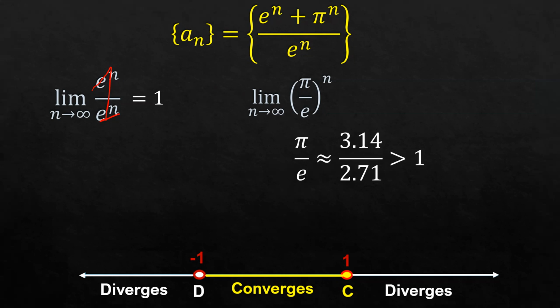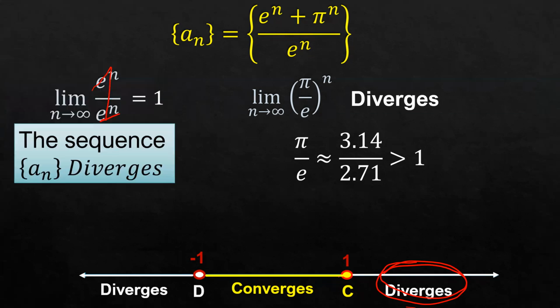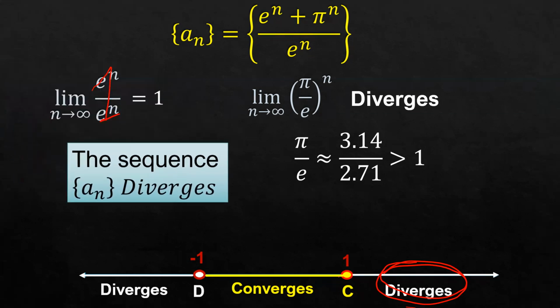Pi is roughly 3.14 and e is 2.7. So you know that this number is larger than 1, right? And when r is larger than 1, we are here. And when we are here, we diverge. So overall, this sequence will diverge.